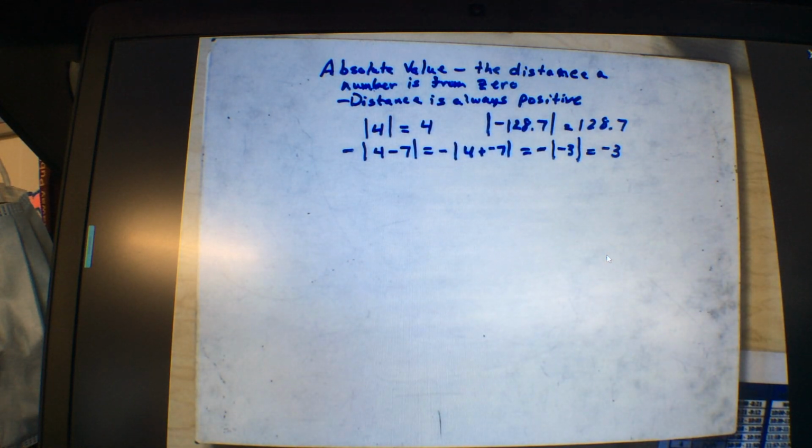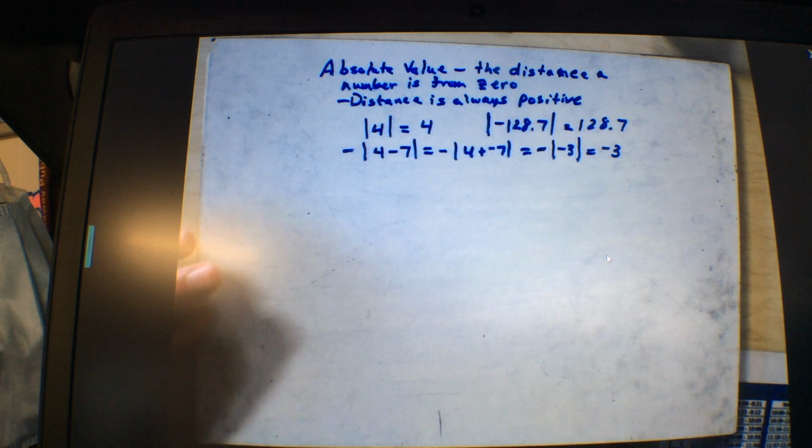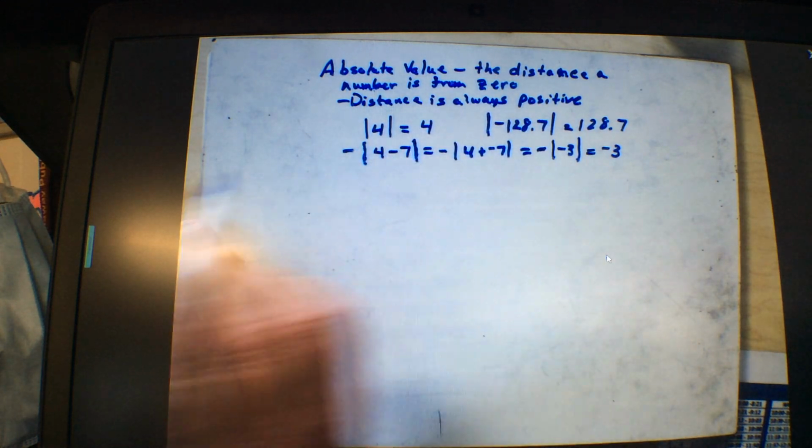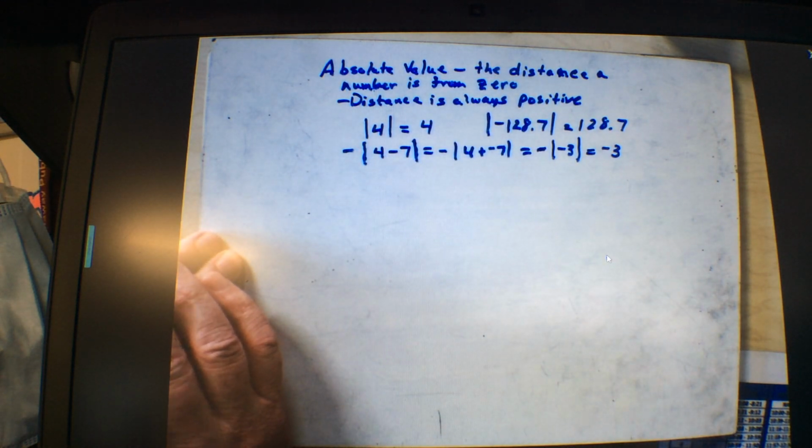Now, some students think that whenever an absolute value is involved, your answer should always be positive. But if there's a negative outside the absolute value, then it can be negative. Yes? What are the two lines on each side for? That means absolute value. Okay.